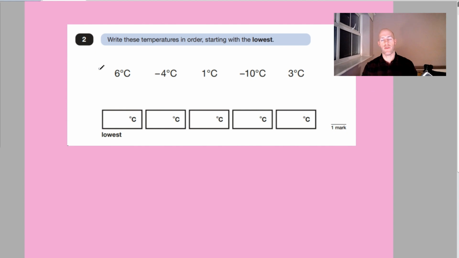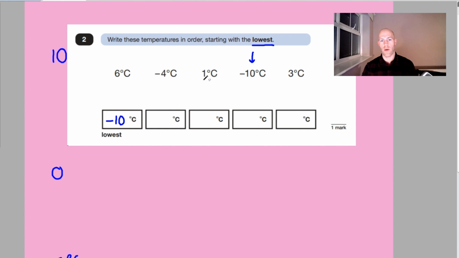Question two. Write these temperatures in order, starting with the lowest. -10. So we're thinking of a scale. We're thinking with our zeros here, and we use just an arbitrary number, say 10 there. -10 there. So the first one we've got is -10 degrees Celsius. Great. Done. That's our lowest. I'm going to confidently put it in there.